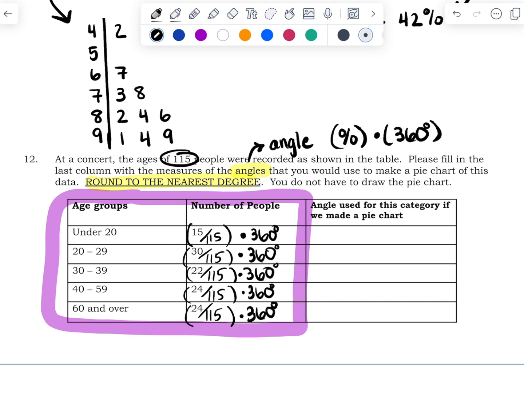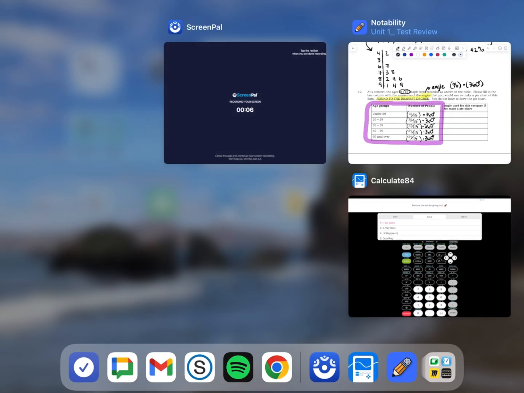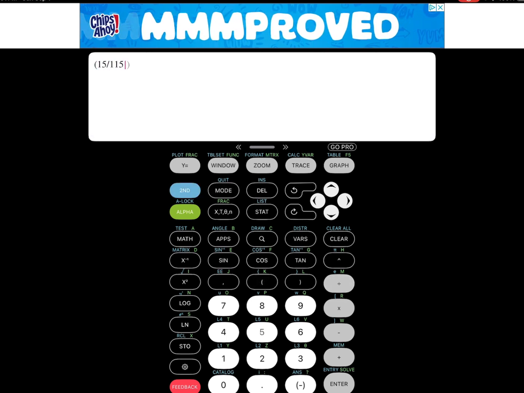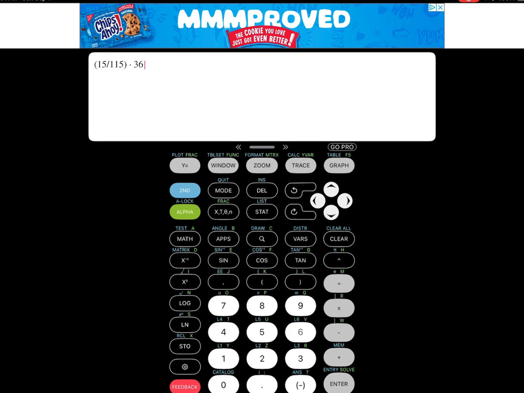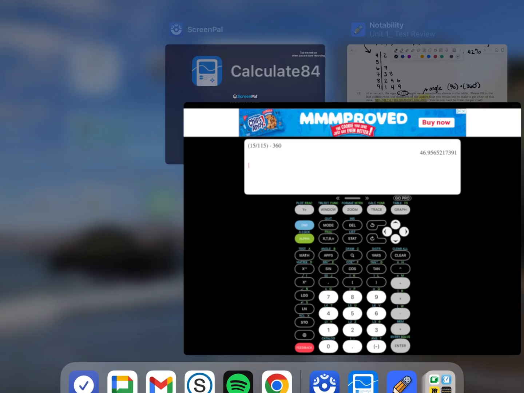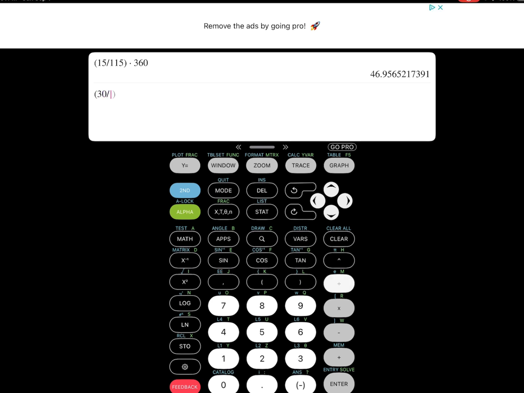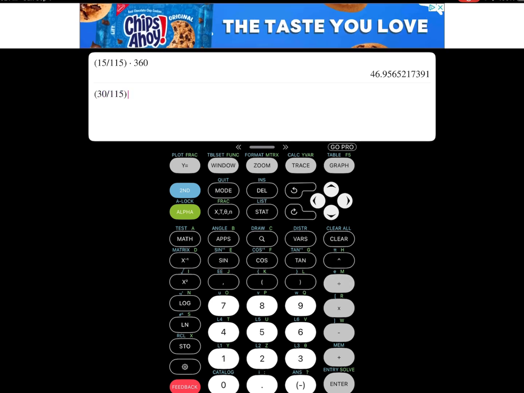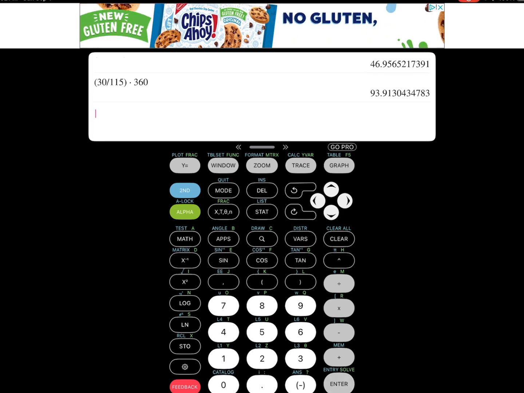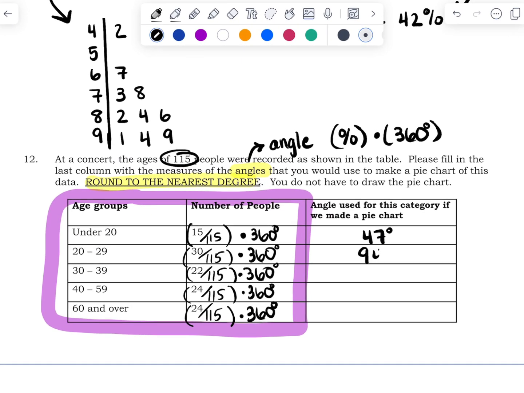Okay, I'm going to show you one of these calculations on my calculator. Let's go to the main page. 15 divided by 115, and then multiply that by 360. Gets me 46.95. It says round to the nearest whole degree, so we're going to go with 47 degrees. I'll do one more. The next one's 30 people divided by the total 115 people times 360. Gets me 93.9. Again, I'm going to round that up to 94.